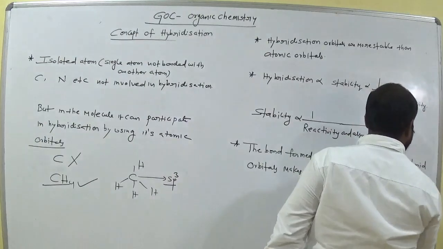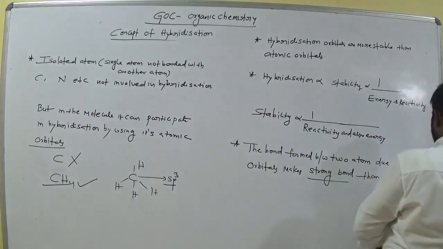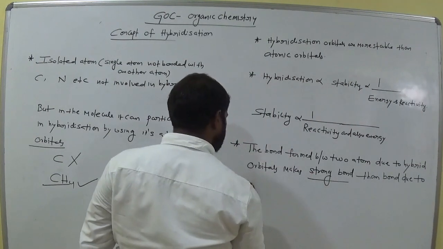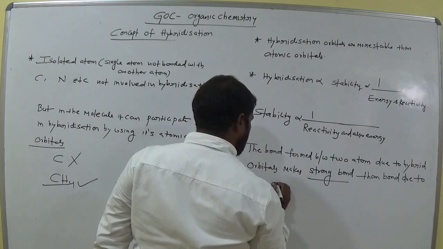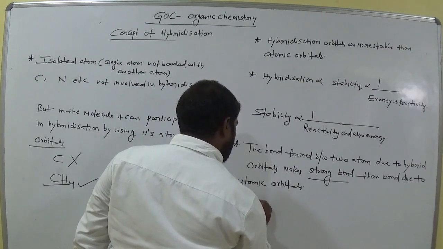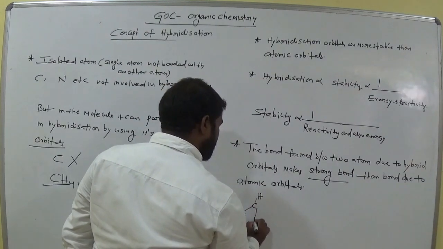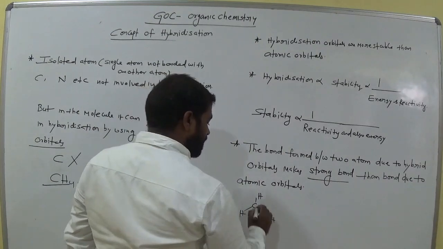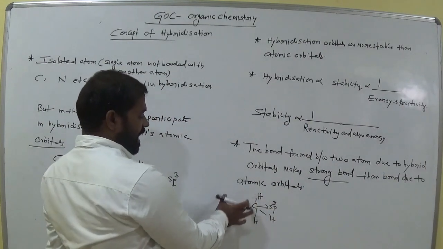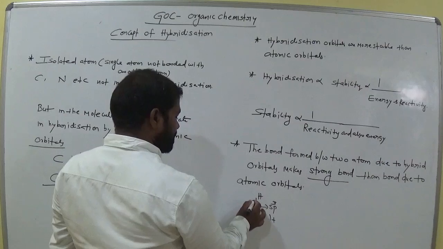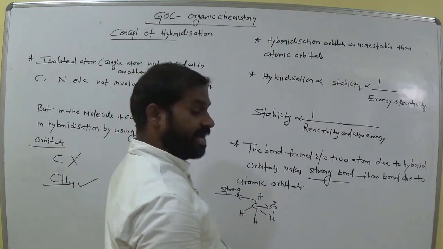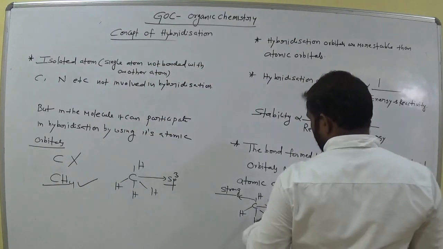Then bond due to atomic orbitals. Let's see, this is carbon and this one is hydrogen. Here an sp3 hybrid orbital is involved, am I right? So the C-H bond is a strong bond. Which bond? This bond makes a strong bond, C bond H. Why? Because sp3 hybrid orbitals of carbon are involved.